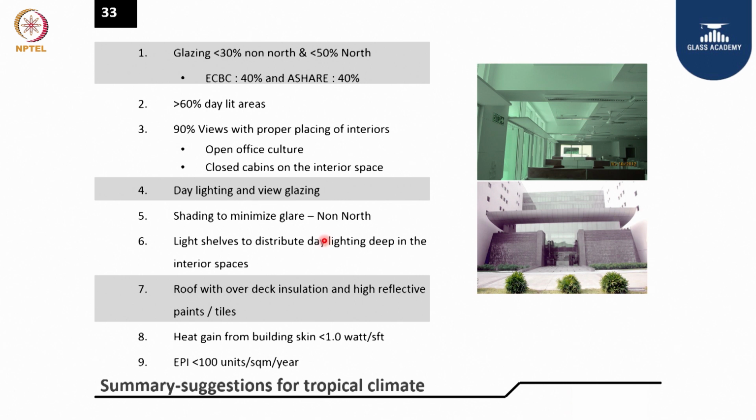You can have light shelves to carry this daylight from the perimeter to the deep interior where people are not getting daylight. And a roof with overdeck insulation to arrest the heat getting into the building before it hits your body. So we don't prefer underdeck insulation. Overdeck is better, to arrest the heat before it heats up your building. And also you can have a green roof or reflective tile for the roof. And overall heat gain should be set at less than 1, around 0.9 watt per square feet.